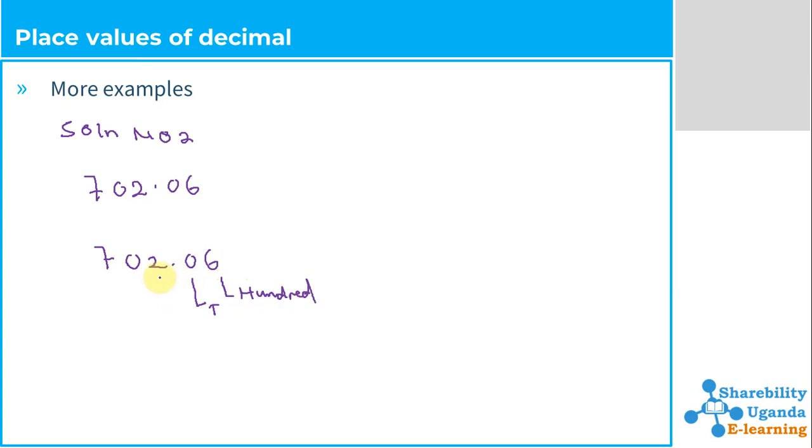Okay, then also when you come here, we give it ones. And then also here should be in what? In 10. Then also our last figure here should be in hundreds.